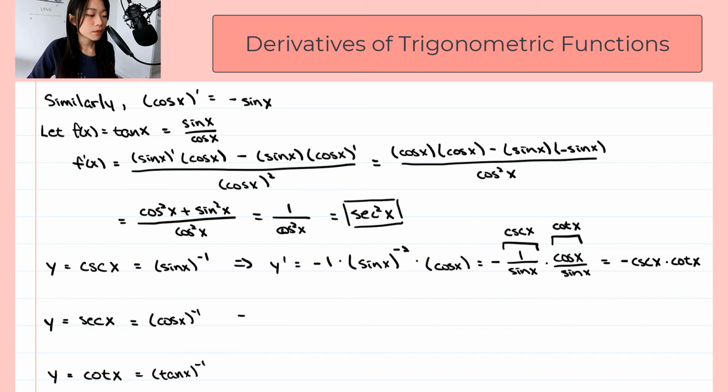And you can use the same trick to find that the derivative of secant of x is secant of x times tangent of x. And the derivative of cotangent of x is negative cosecant of x squared.